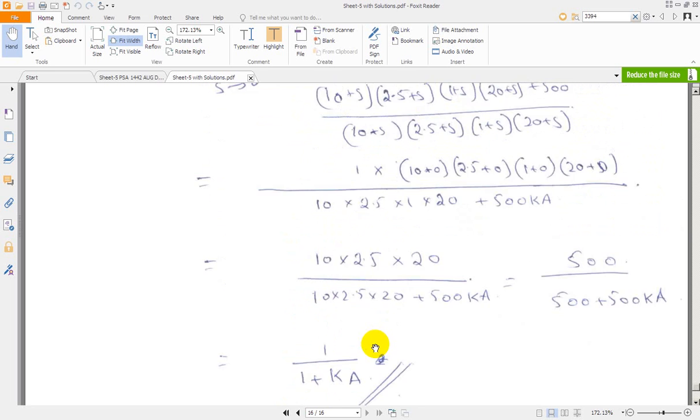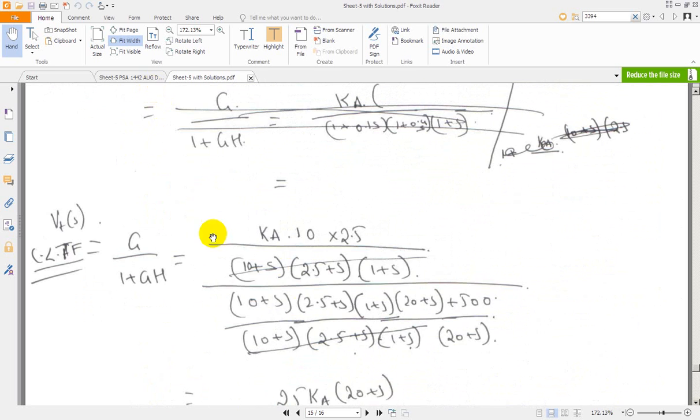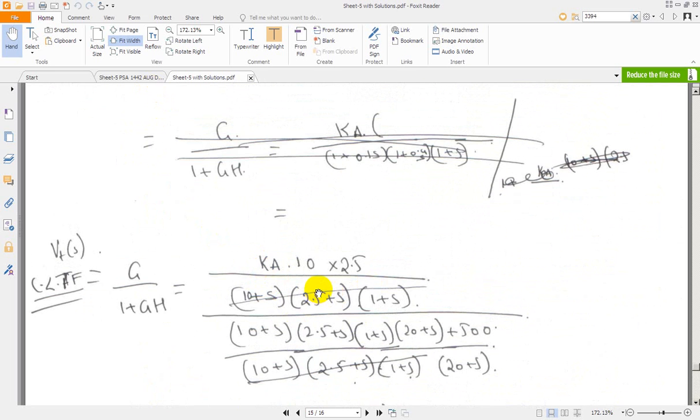This completes your sheet 5. This is the problem related to the load frequency, automatic voltage regulation. In today's session we have finished the problems related to the load frequency control and automatic voltage regulator. With this we have completed the sheet 5. If you are having any doubts, please ask.